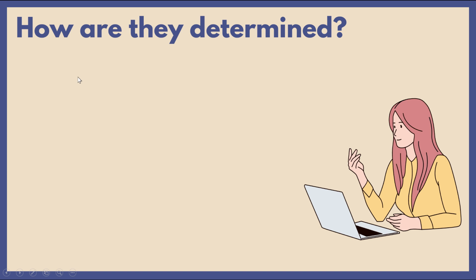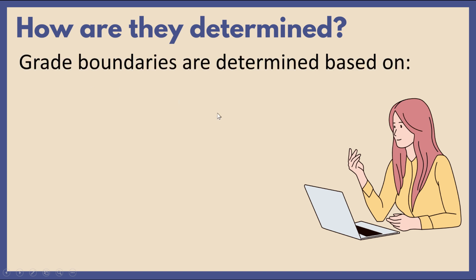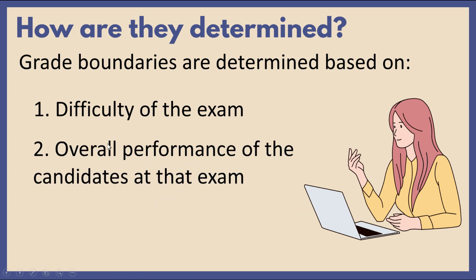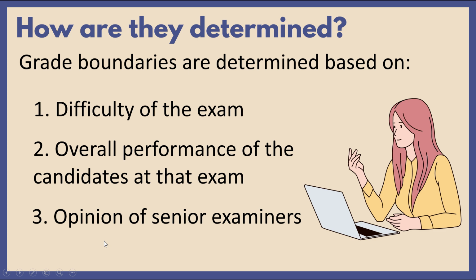How are they determined? Grade boundaries are determined based on the difficulty of the exam. They share a questionnaire between all subject teachers all around the world in the same subject, and they ask their opinion. And they find the difficulty of the exam, the challenges. And number 2, overall performance of the candidates at the exam. After marking all exams, they have a statistical work and find the overall performance, the average and so forth. And finally, opinion of senior examiners. These 3 will affect the grade boundaries.